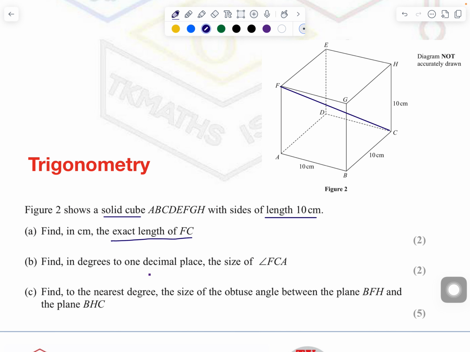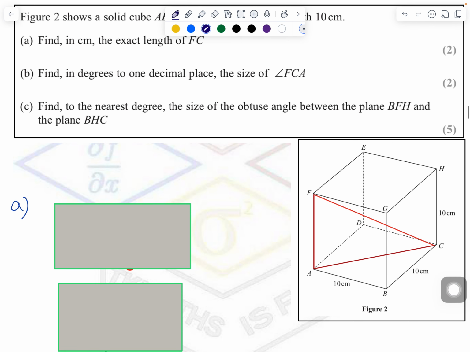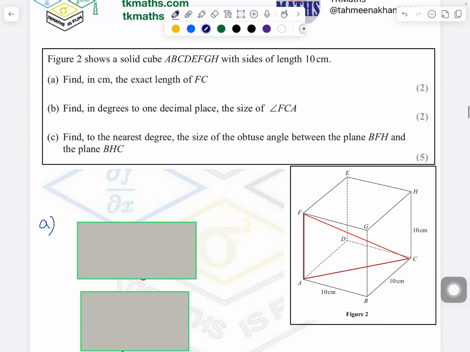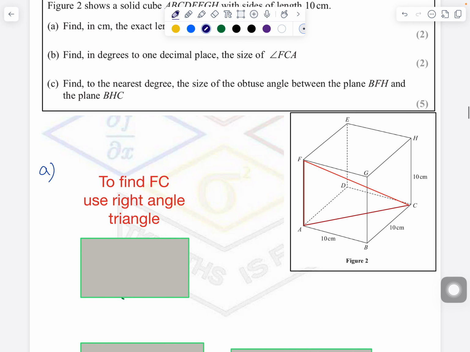So in these types of questions, mostly we try to get a right angle triangle to solve the question. As we have to find out the length of FC, we will see the triangle we can get which has FC in it. So yes, you are right. The triangle you will get from here, which I have shown on the diagram also, will be FAC. Now, after drawing the triangle, please do sketch it. It will make your work very easy.